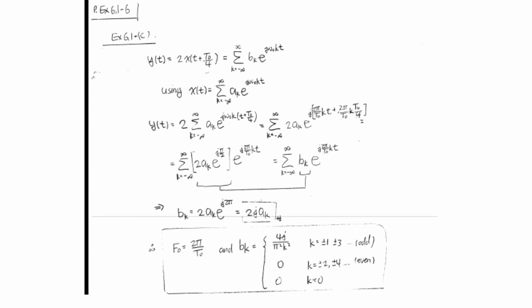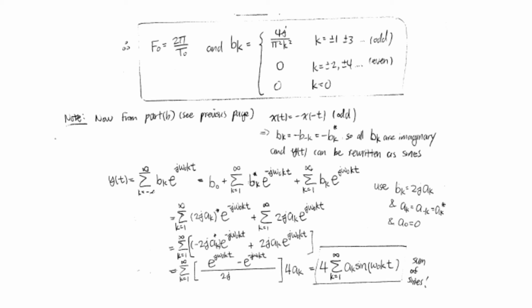So that's the power of using these operations: if you know what the basic coefficients are, you might be able to just tweak your way to figure out what the new coefficients are for the new function, without this extremely painful thing that we did in part A.